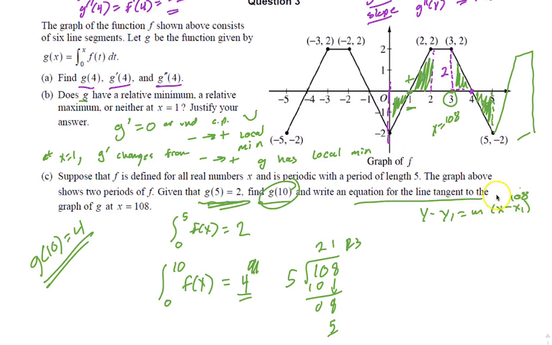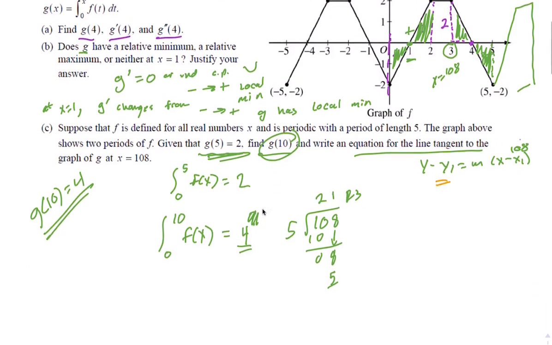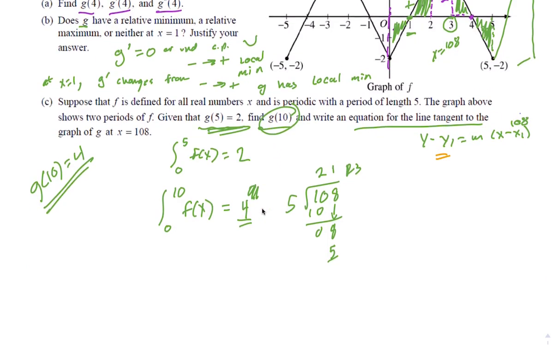Okay, so let's go back to the problem, right? I gotta find the equation. So I have x equals 108. I know it's the same thing as 3. Let's find y of 108. So remember, the y value is just what do I get when I plug 108 into my equation. So it's essentially we're doing one of these guys again, right? Like I'm trying to find g of 108, which is just the integral from 0 to 108 of f of x.